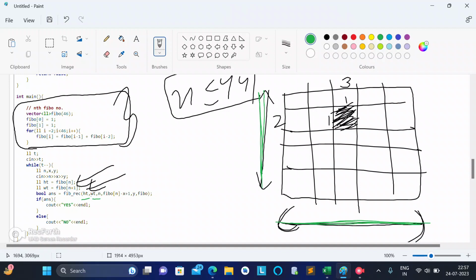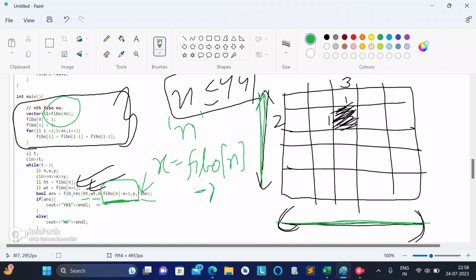Then I will pass on the height, I will pass on the width, and next I will pass on n. What does n denote? n denotes that I am dealing with the nth Fibonacci number. Another thing I passed is the first coordinate, the second coordinate, and the Fibonacci vector. So let's see what these x and y coordinates represent. Here I wrote the x coordinate as Fibonacci of n minus x plus 1, and the y coordinate as y only.